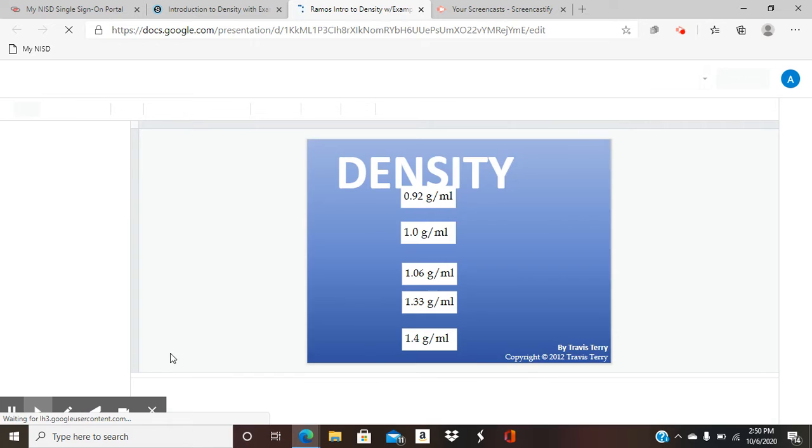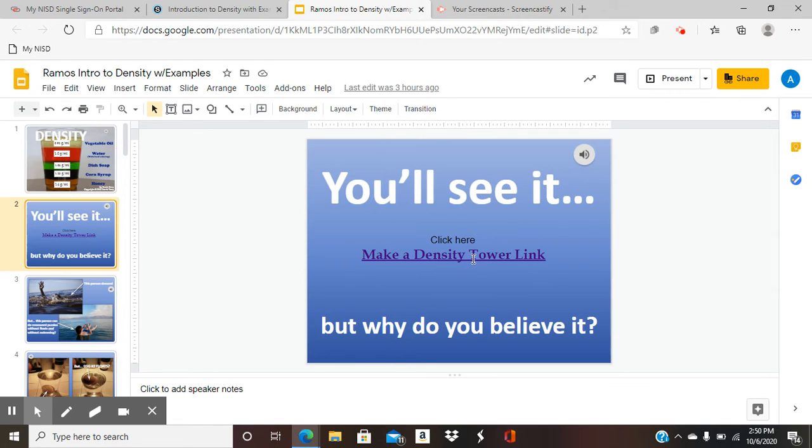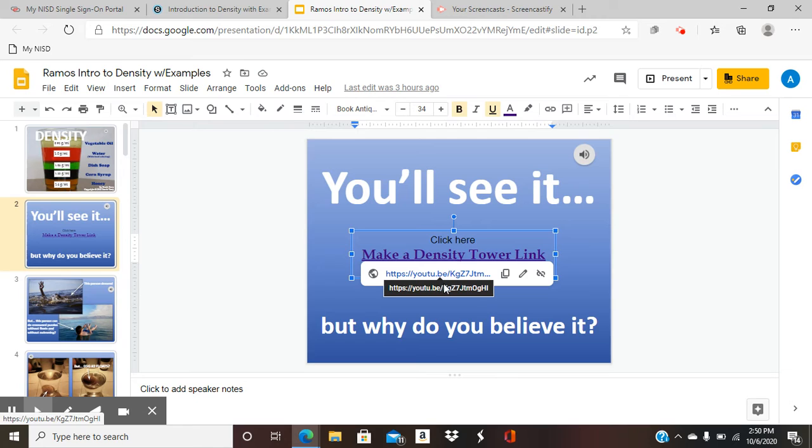Okay, so we're going to briefly talk about density. This is a density tower. If you want to know a little bit more information about a density tower, you will click on slide number 2. You will click this link and it should show you a little bit more information of how to do a density tower, going from very dense to less dense.